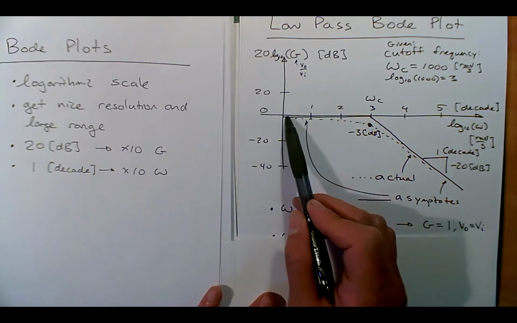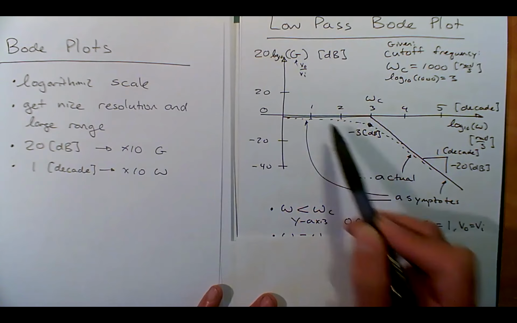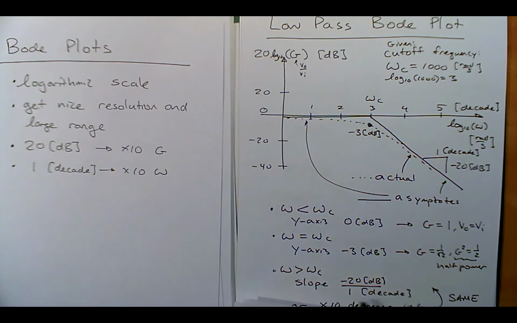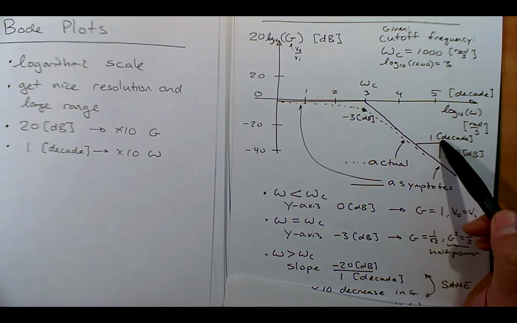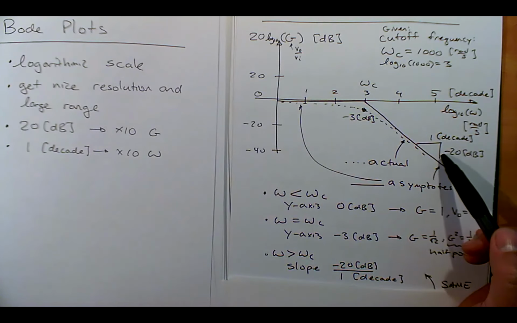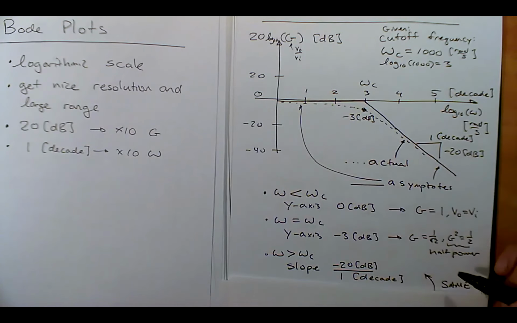What do we have? 0 dB. So at low frequency, 0 dB corresponds to a gain of 1: the output equals the input. At the cutoff frequency, I have half power. And when omega gets bigger, what you'll see is the slope of minus 20 dB per decade. That's a number engineers will throw around: oh, it's increasing at 20 dB per decade, it's increasing at 40 dB per decade.